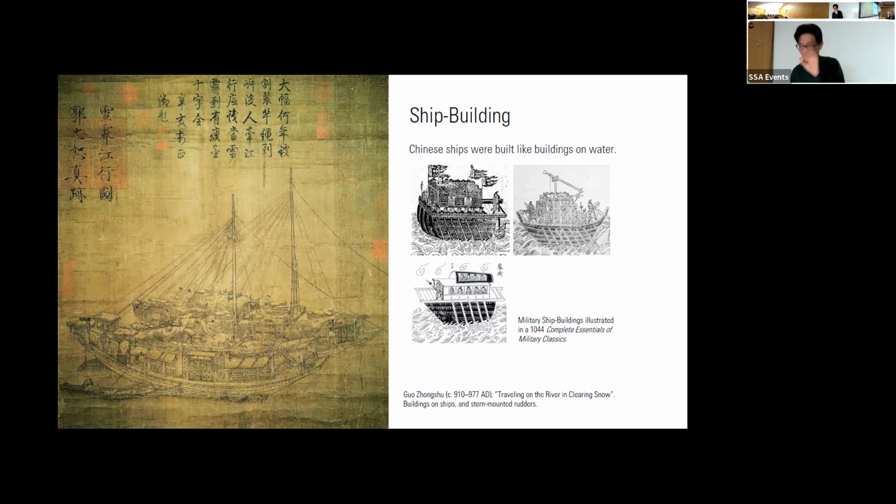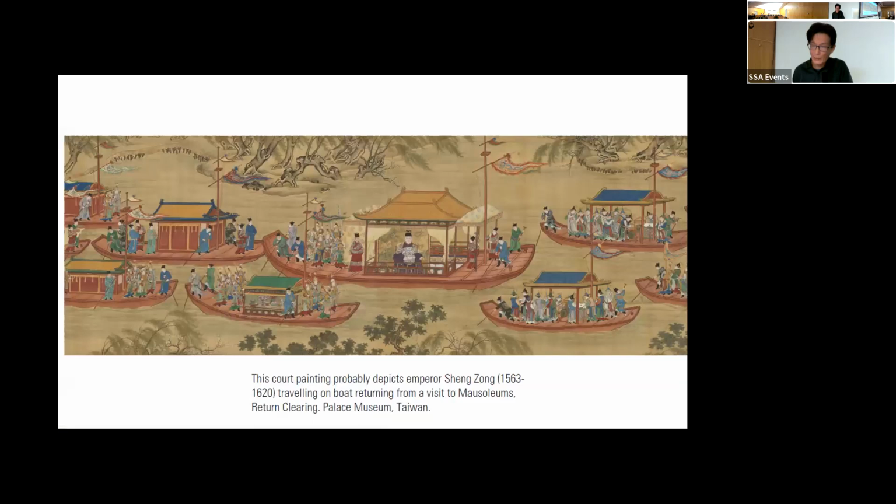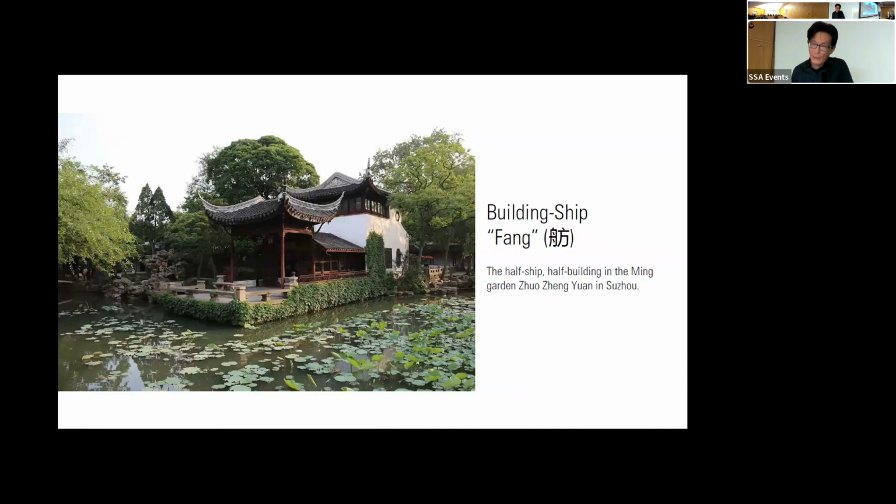In many of the treatises, you see many military ships, and they're constructed like floating castles. This one is particularly interesting to look at. There are also dragon boats, constructed as buildings. The Ming Emperor would travel in a boat like this, which is basically like a building. And not only ship-buildings, but also building-ships: in a Chinese garden, you would see what's called a fang, part ship, part building. There's one in Beijing as well.